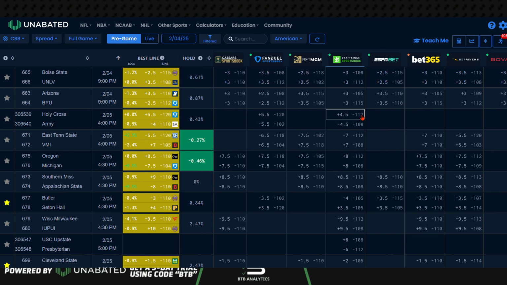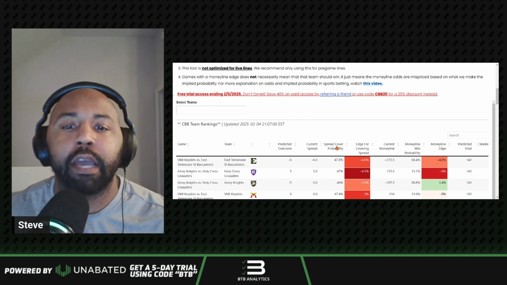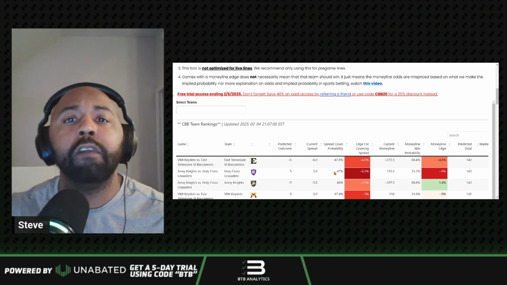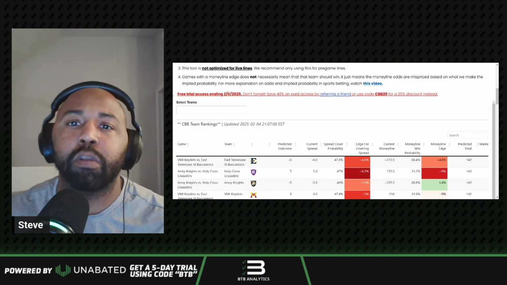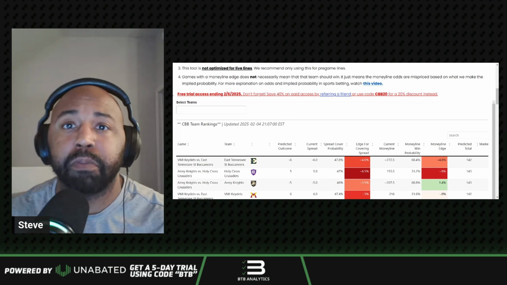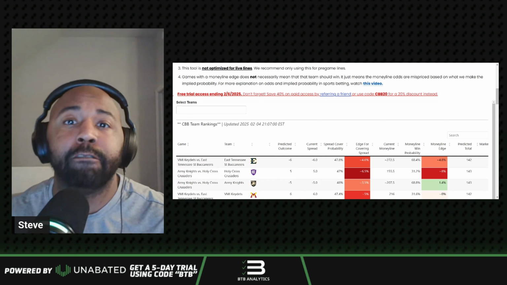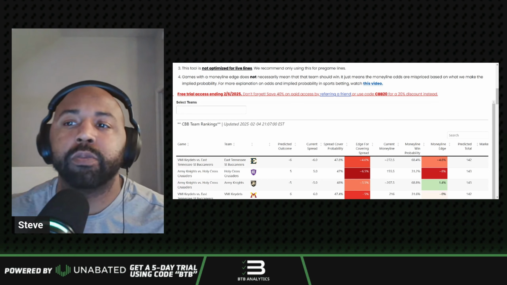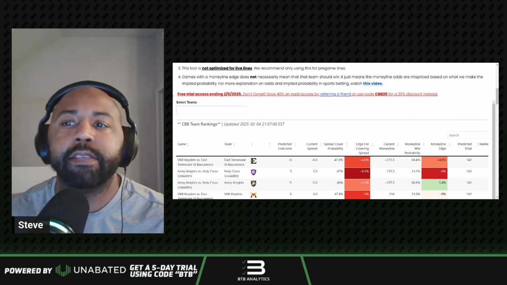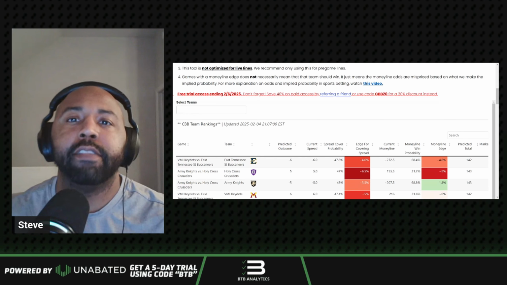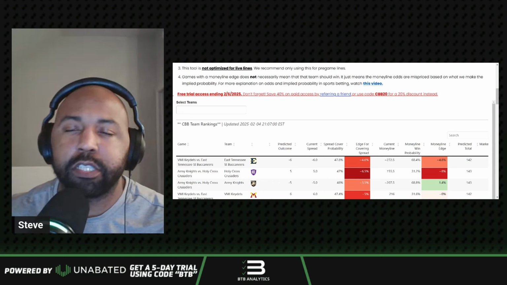Okay, so we go over to the next column: spread cover probability. All this means is the actual probability of that spread hitting based off what the current line is. And this is where we put in a lot of work, and this is why this is so much better than just saying, oh, well, the spread's -6.